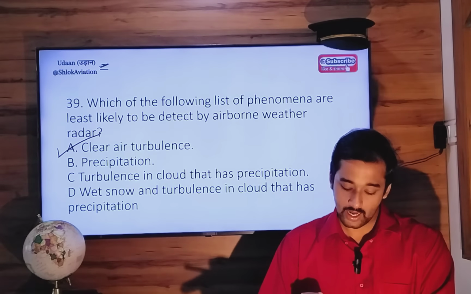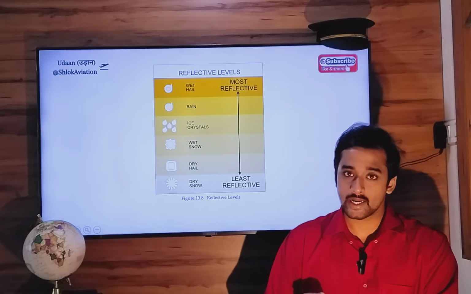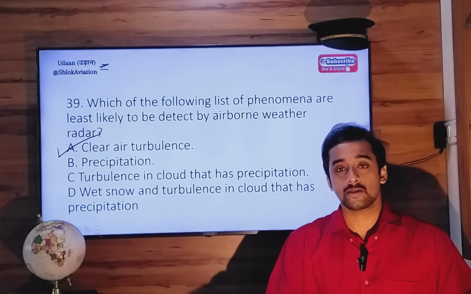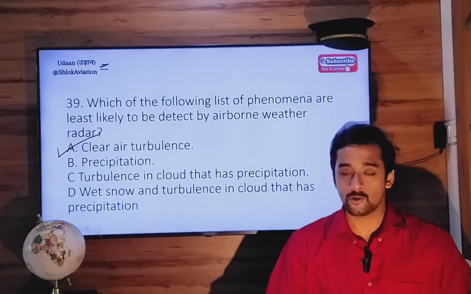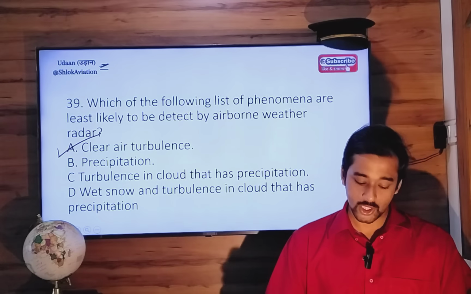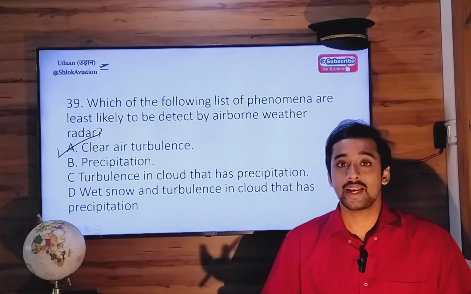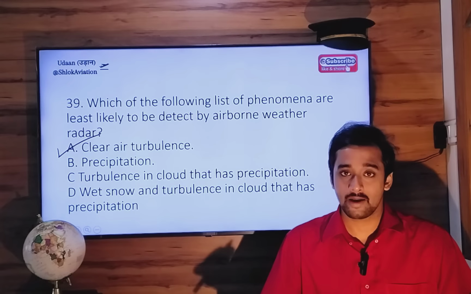Again, wet snow and turbulence. Yes, as we saw here, wet snow can be detected by airborne weather radar, and from that, the pilot can interpret or derive information as to turbulence in cloud. The correct option is option A. Clear air turbulence and wake turbulence are not detected by airborne weather radar.